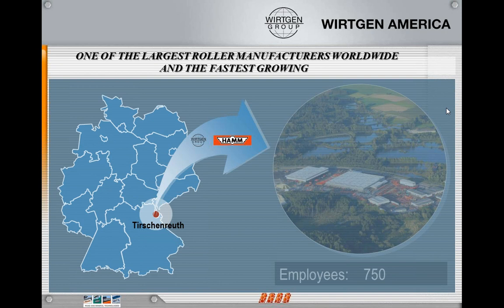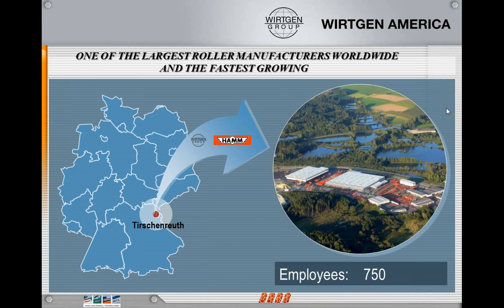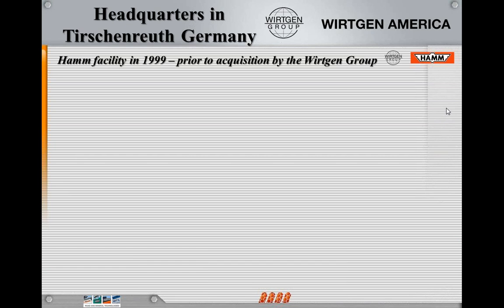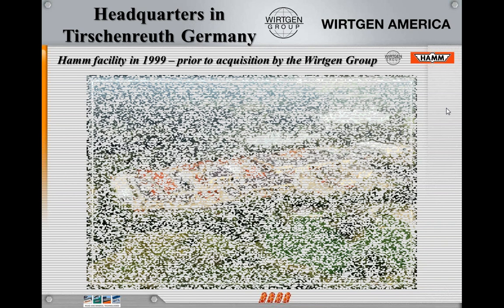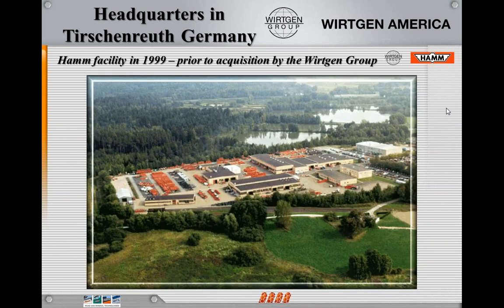HAMM's factory is over in Tirschenreuth, Germany. We have about 750 employees over there. Like I said, it's an older company, but a younger company within the Wirtgen Group. It was acquired by Wirtgen back in 1999, and what you see there on the screen, the black roof, is what we purchased back in 1999.